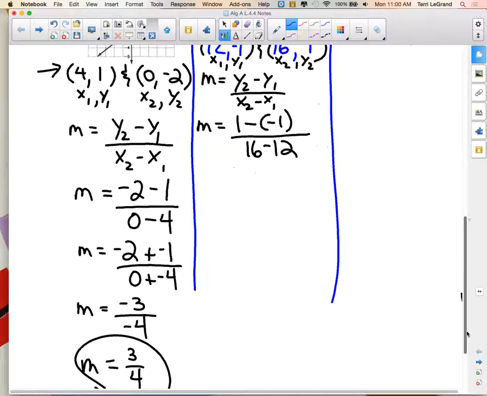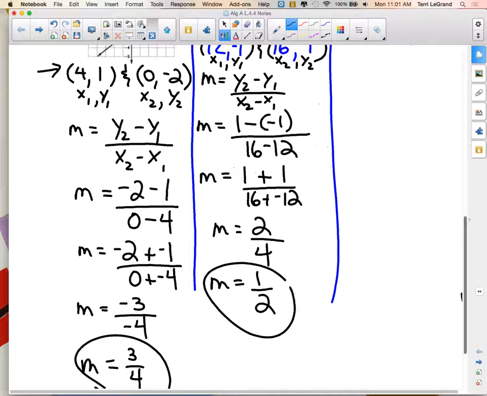And then I have m equals, I'm going to change this to add the opposite. 1 plus the opposite of negative 1 is positive 1. And this is the step that they are not doing. This part right here. And I think it's getting some of you into trouble, huh? Okay. And then 16 subtract 12. Now tell me what's 1 plus 1? 2. And what's 16 plus negative 12? 4.